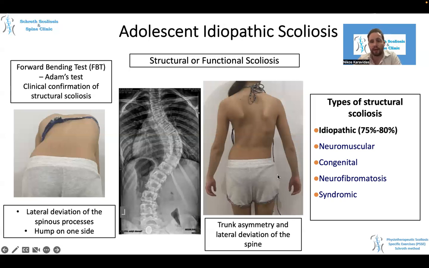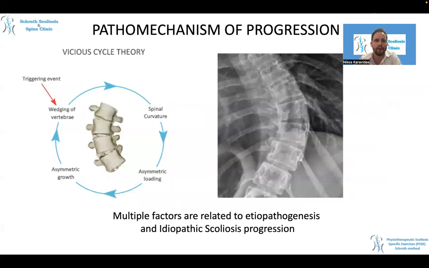The most typical case of structural scoliosis is idiopathic, 75 to 80%, but we can also have neuromuscular, congenital, syndromic, or from neurofibromatosis. For idiopathic scoliosis, we don't know the exact cause, but what we definitely know is the pathomechanism of progression, so how the scoliosis can go into progression.